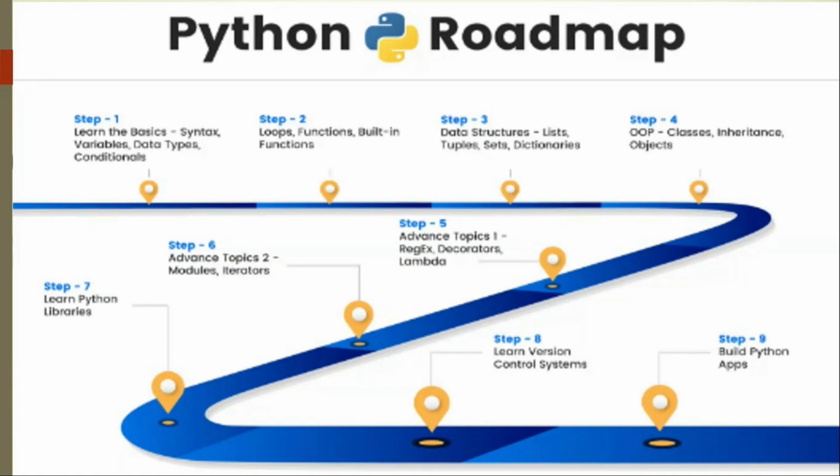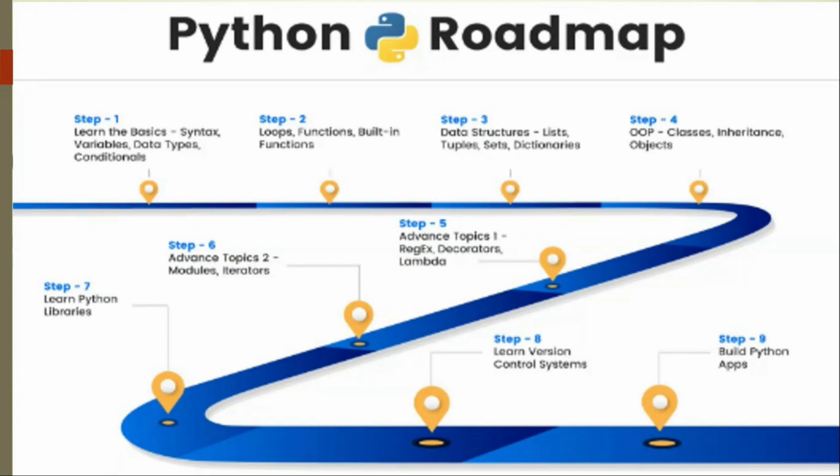Then looping functions, built-in functions. Then how to integrate all these data types like list, tuple, set, dictionaries. Then how to use the OOPS concept, and then slowly move to the advanced ones: regressions, lambdas, and all these libraries. Then module interaction will start, and advanced libraries will be put in. Then slowly we'll proceed towards building applications using Python.